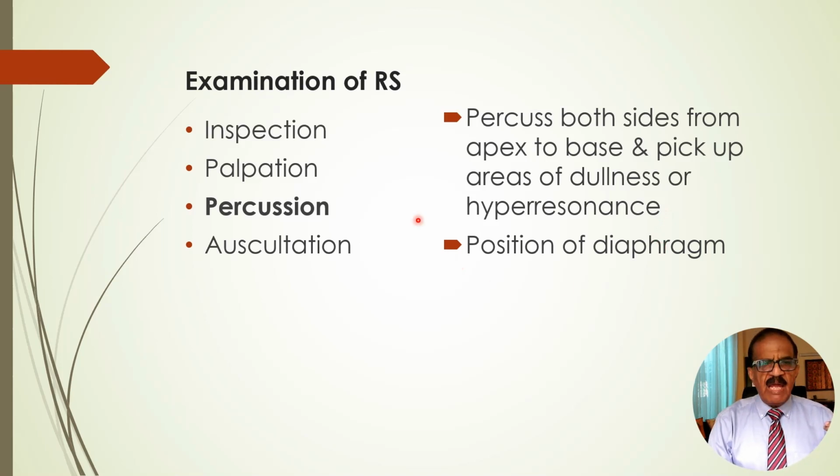Position of diaphragm can be checked when we percuss from apex to base. We expect a resonant tone, and at the level of diaphragm, suddenly the percussion note changes, and that indicates the position of diaphragm. We can actually check the mobility of diaphragm also by doing percussion during inspiration and expiration.